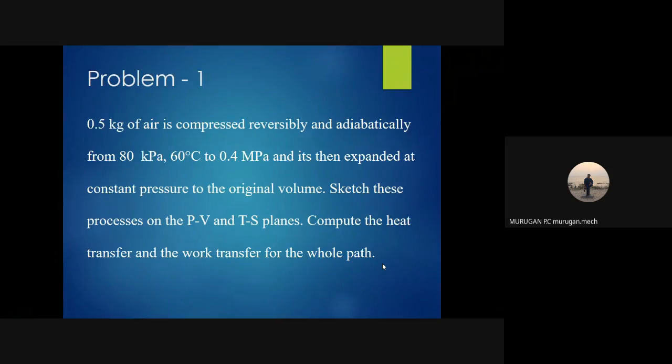Let us have the first problem. 0.5 kg of air is compressed reversibly and adiabatically from 80 kilopascal, 60 degrees Celsius to 0.4 megapascal, and it is then expanded at constant pressure to the original volume. Sketch these processes on the PV plane and the TS plane. Compute the total heat transfer and the work transfer for the whole path. So this is the problem that we are going to work out.